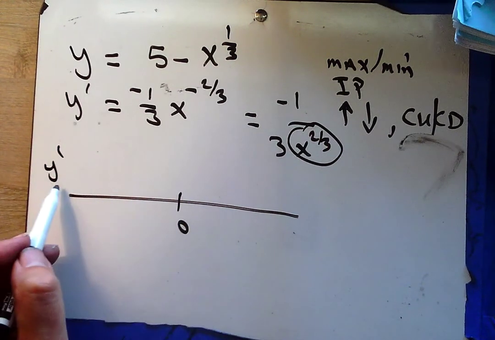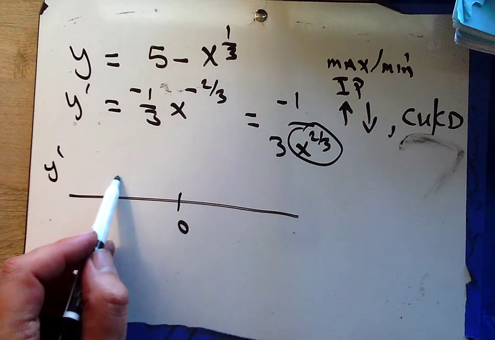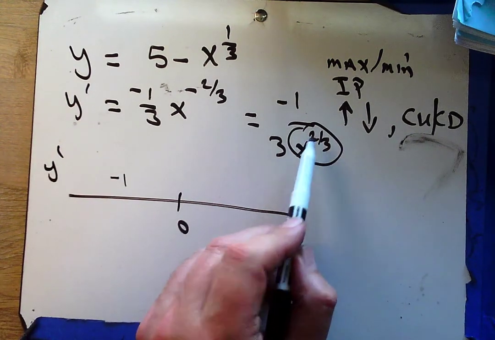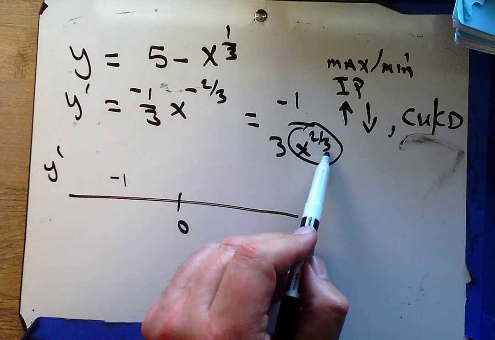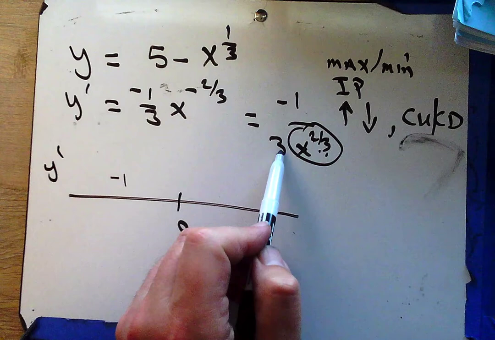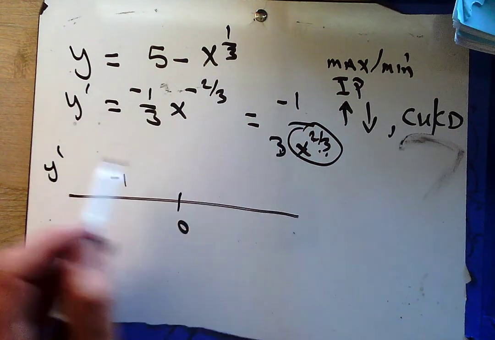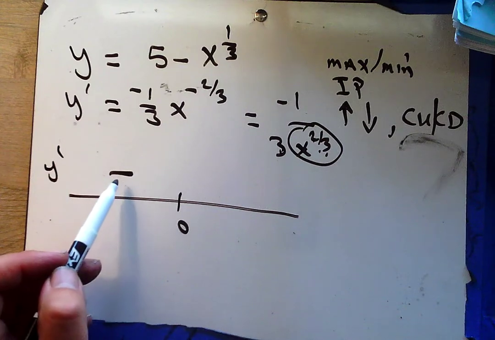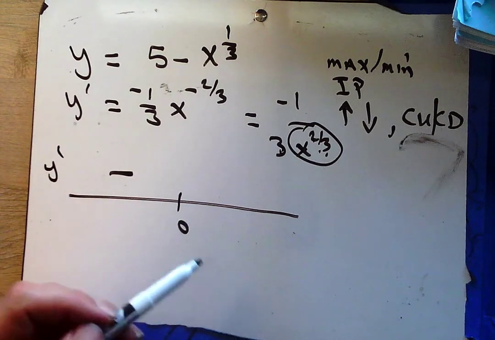To the left of x equals 0, let's put a negative number in. Negative 1 squared is 1. Cube root of 1 is going to be 1. 1 times 3 is 3. Negative 1 divided by 3 is negative. So I'm decreasing from negative infinity to 0.